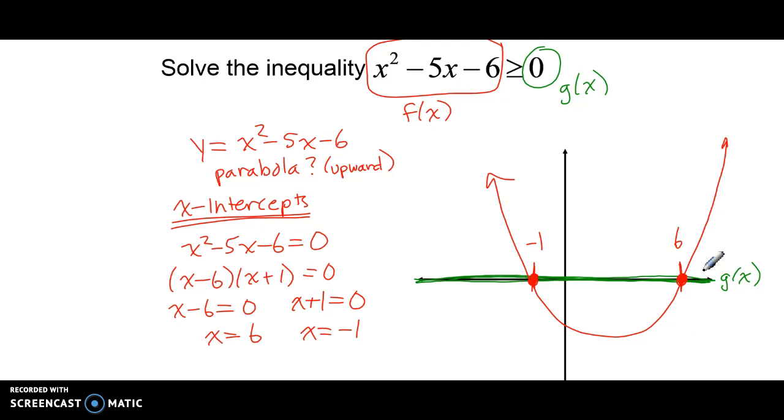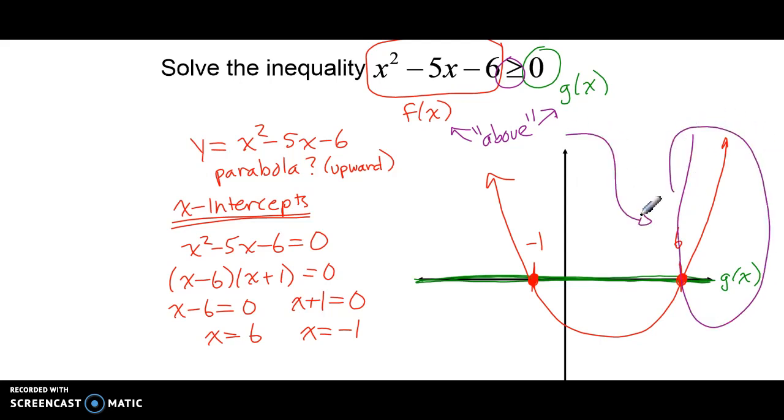But remember what we're trying to figure out here. We want to know where f of x is above g of x. Where is the red stuff above the green stuff? And you can see where the red stuff is above the green stuff. That's just visual. It's just look. Don't overthink it. It's above over here. And it's also above over here. Red is above green there. Red is above green there. Not in the middle. In the middle, the red stuff is below the green stuff.